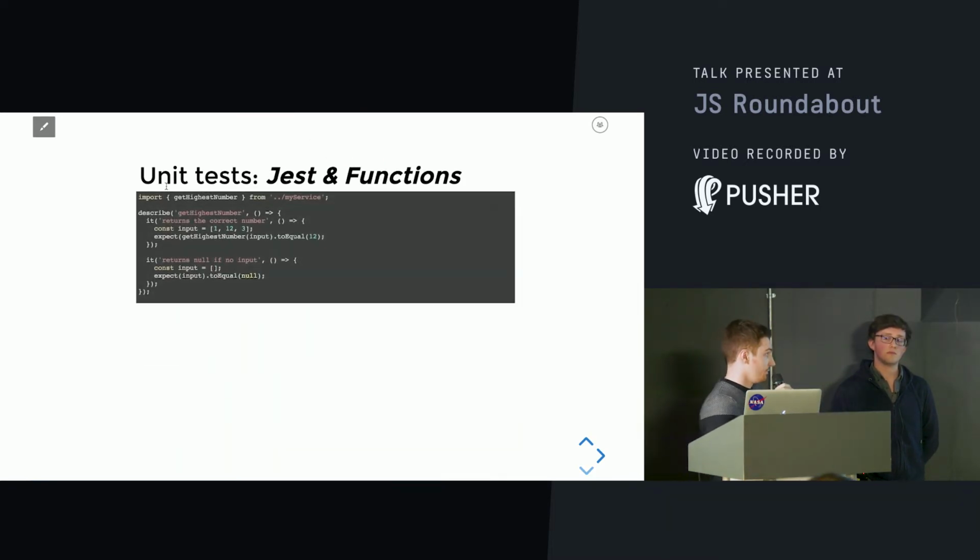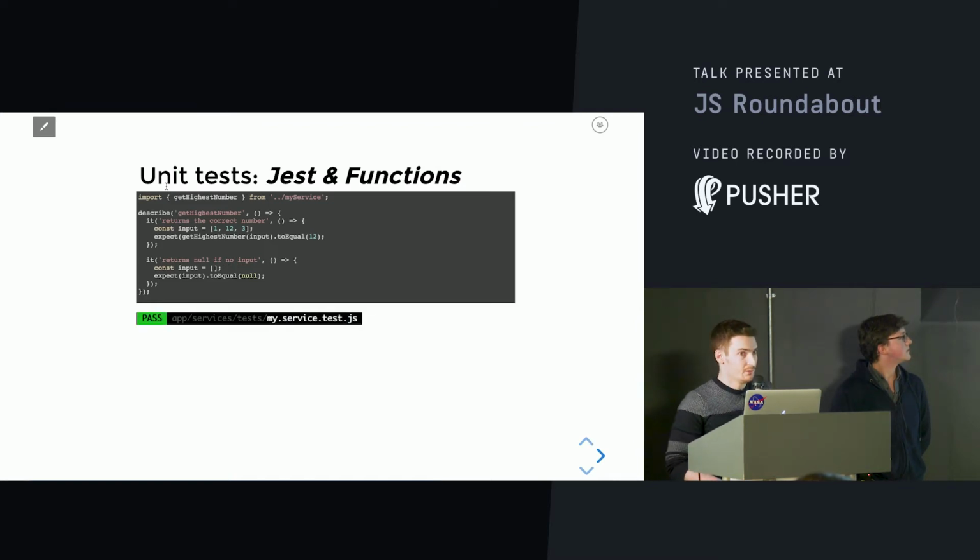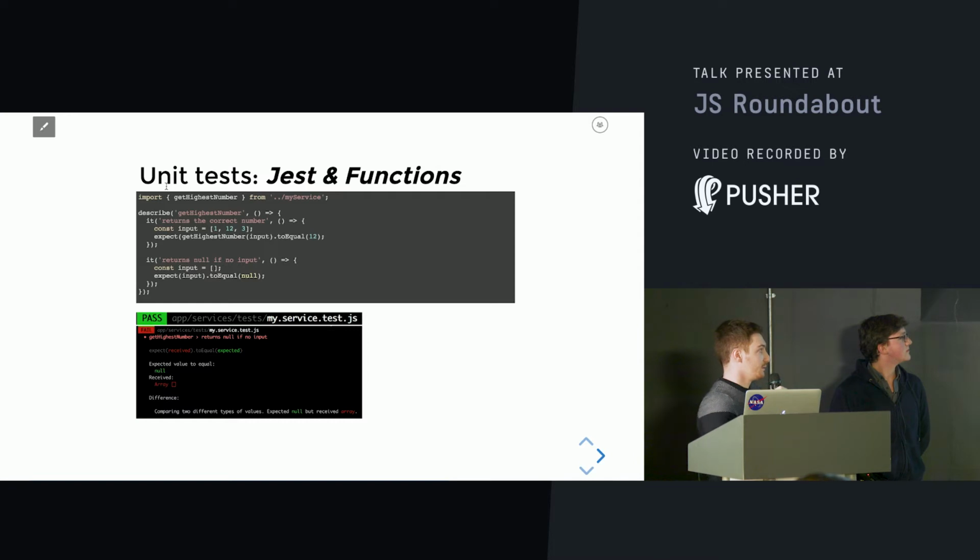Let's take a really classic example. I've got a function getHighestNumber, which is a service that takes an array and returns a number. How do we test this? Here I've got my array. I expect my function to return the correct value. And then I have an edge case: it returns null if I give it an empty array. Obviously, if it passes, then you see it green. And if someone breaks it, someone who is not the one who developed it, he will see, oh, I was expecting null, but I received an empty array.